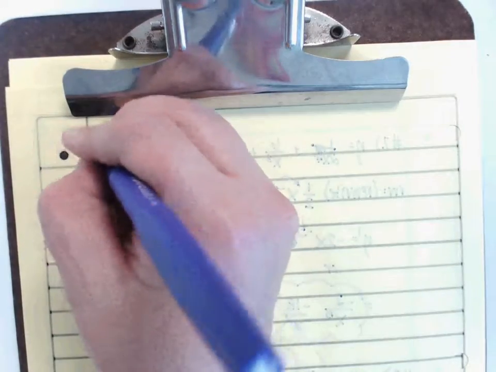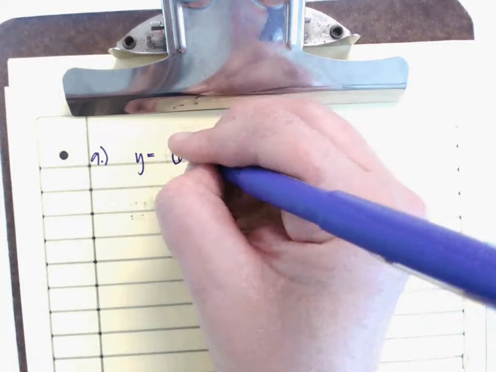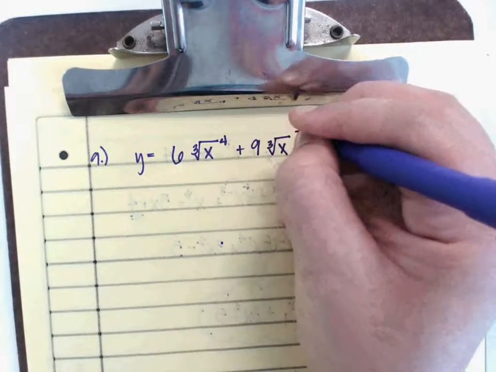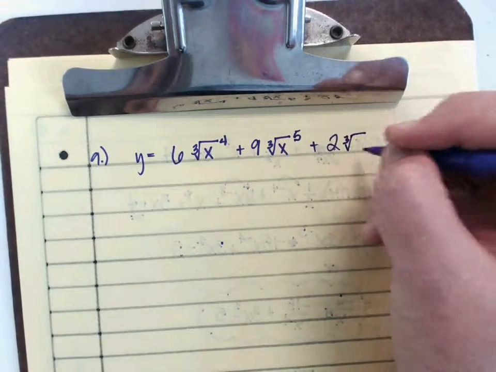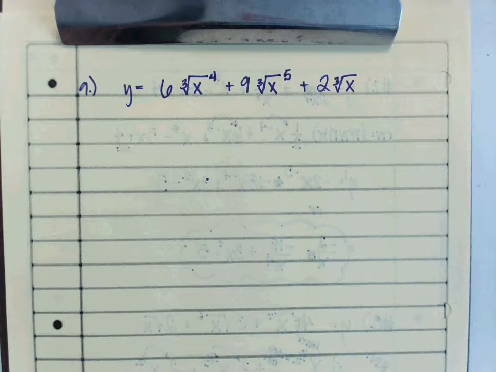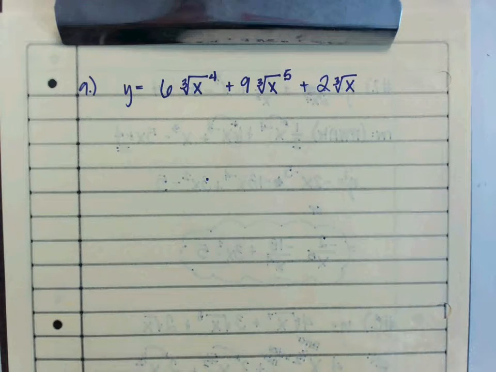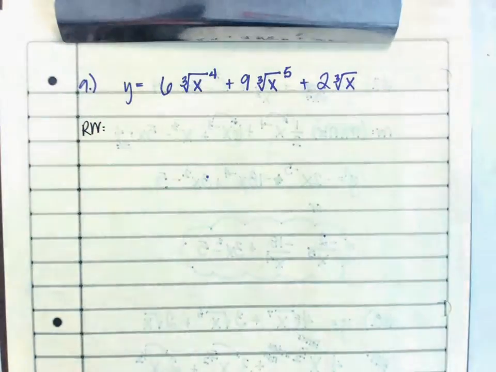Okay, I'm going to give you a minute to try this one before I do it for you. Okay, so number 9, y equals 6 cubic root x to the 4th plus 9 cubic root x to the 5th plus 2 cubic root x. I want you to try it on your own. You're going to convert them first. Remember, power stays on top, root stays on bottom. There are 12, so you're on 9. So you're converting it first to make it all fraction exponents. You can label it an RW if you need to for a rewrite.